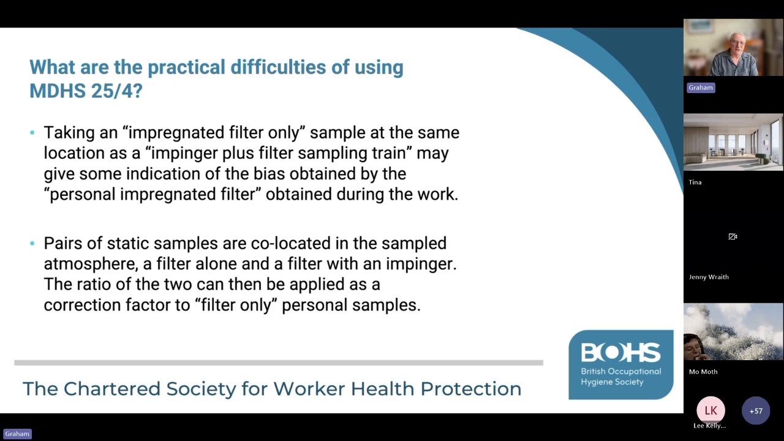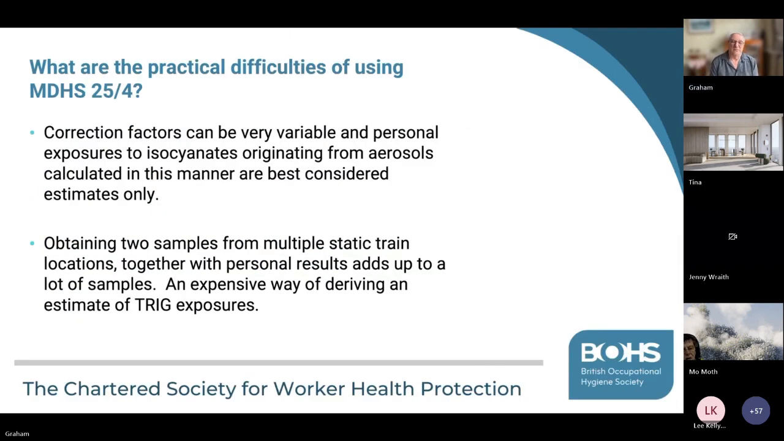So what we have there is, if you've got pairs of static samples in various locations, you can use this ratio to calculate what you might consider to be a correction factor that you apply to the personal sample to compensate for any undersampling. But here we come across another difficulty, because these correction factors can be very variable. And we can only really consider the results from this method to be an estimate of what is actually being inhaled by the worker.